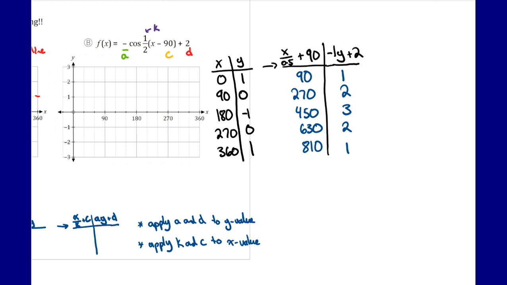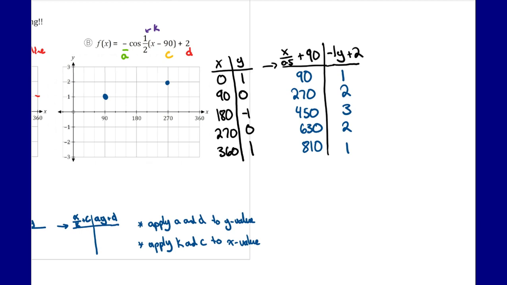Wait a second. Yep. So some of these values might look different, but we have to keep in mind we have shifted things over. So it's going to be maybe not in the same place that we normally see it. So let's just at least graph what we're able to. So 90 and 1, 270 and 2. And realistically, that's it. That's all we're able to graph right now.